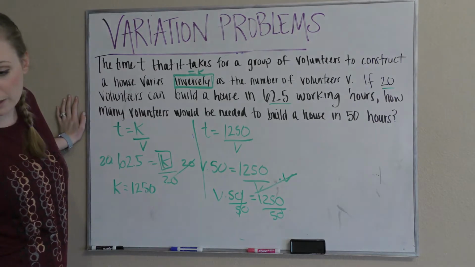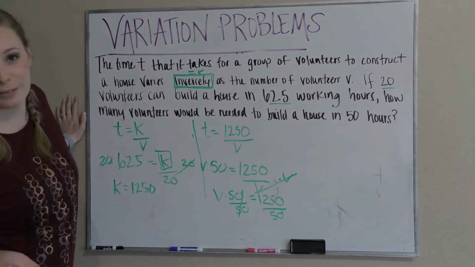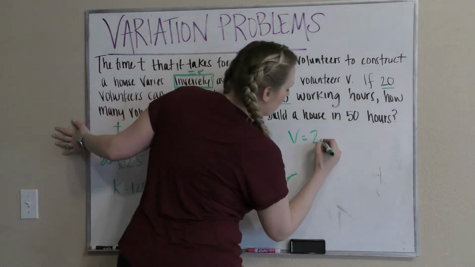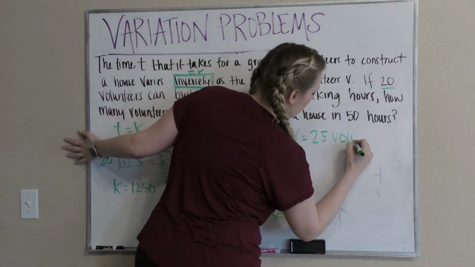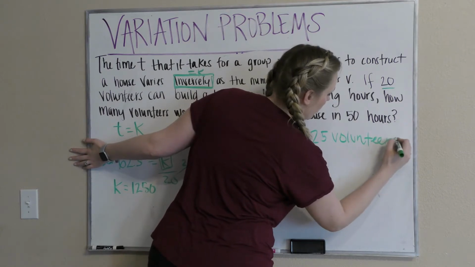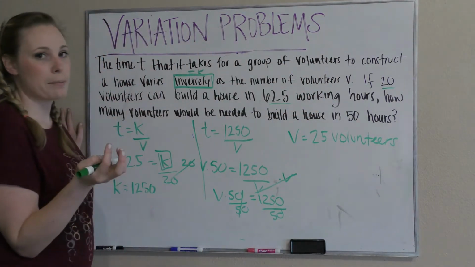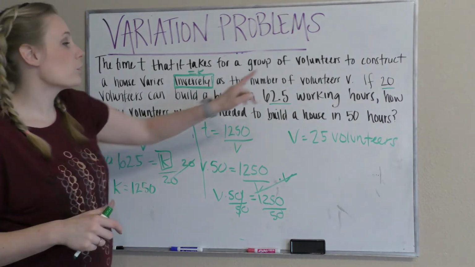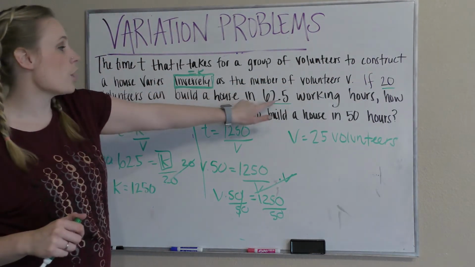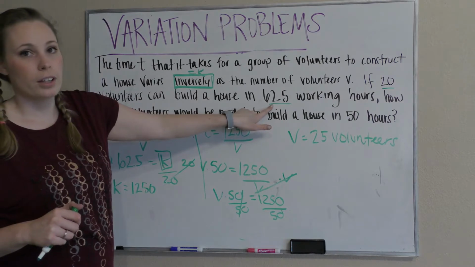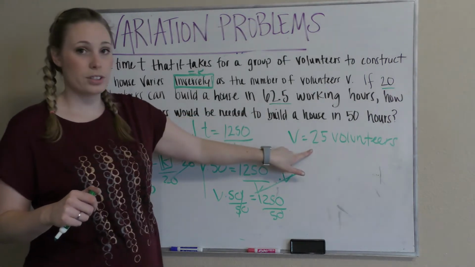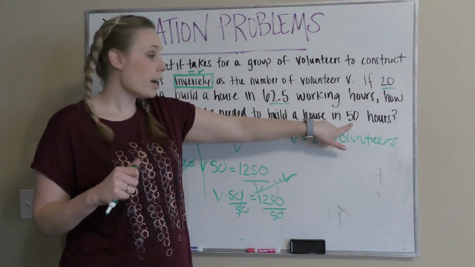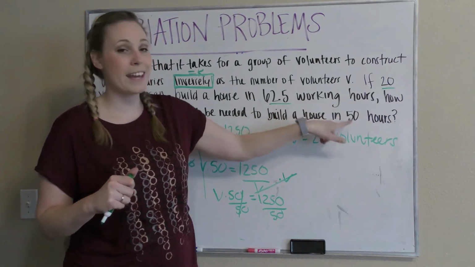I should be able to do that in my head. I probably can. It's 25. So v equals 25 volunteers. One additional step that I just want you to think about is, does that make sense? So it took 20 volunteers to get the job done in 62.5. Now we have 25 volunteers. Does it make sense to be 50 hours? Yeah, we have more volunteers. It should take less time.